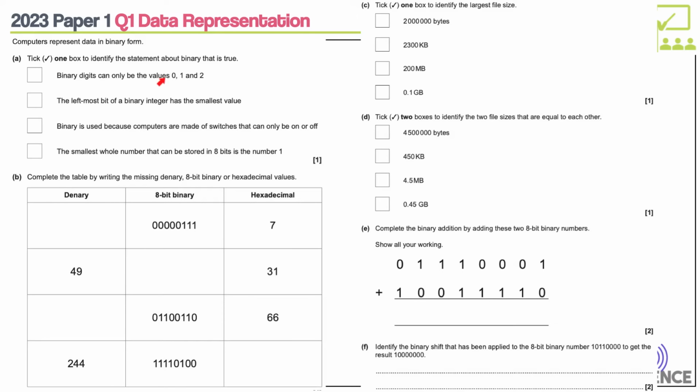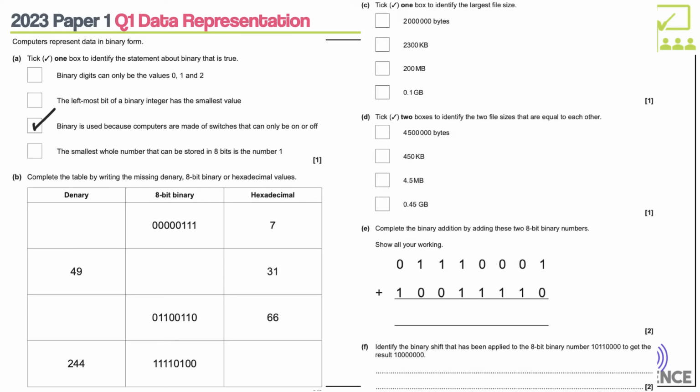Binary digits can only be the value 0, 1, or 2. The leftmost bit of a binary number has the smallest value. Binary is used because computers are made out of switches that can only be on or off. The smallest whole number that can be stored in 8 bits is the number 1. And the answer is, absolutely, this one. The first is definitely wrong because binary only has 2 values. Yeah, it's C. There you go. And of course, it's the rightmost bit that would have the smallest value.